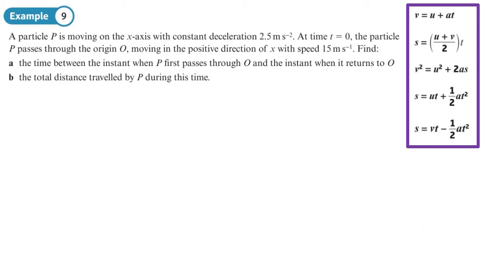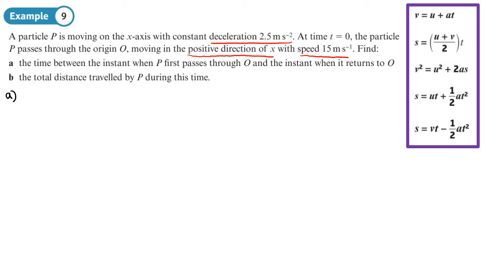Particle P is moving on the x-axis with constant deceleration of 2.5 meters per second squared. At time t equals 0, the particle passes through the origin O, moving in the positive direction of x with speed 15 meters per second. And part A, what we need to do is to find the time between the instant P first passes through O and the instant when it returns to O.